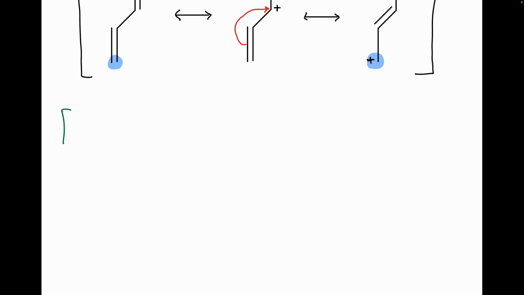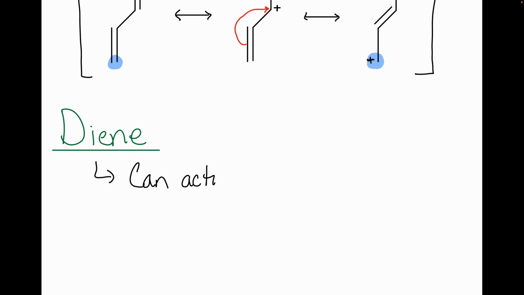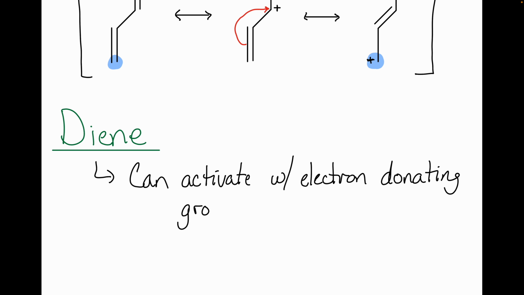All right. Similarly, for our conjugated diene, we can activate that with an electron donating group. Our electron donating group here, we're going to have an easy pattern to spy for our electron donating group. These have an allylic lone pair.